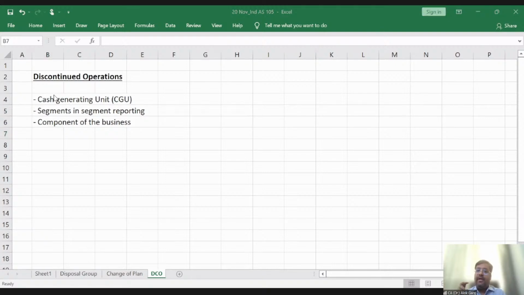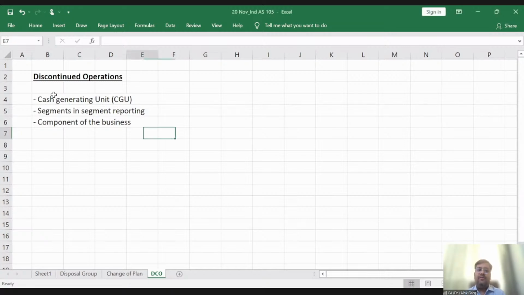So the component operations for which the financial information has to be shown separately, has to be seen separately, is known as a component of the business, is known as an important operation, right?